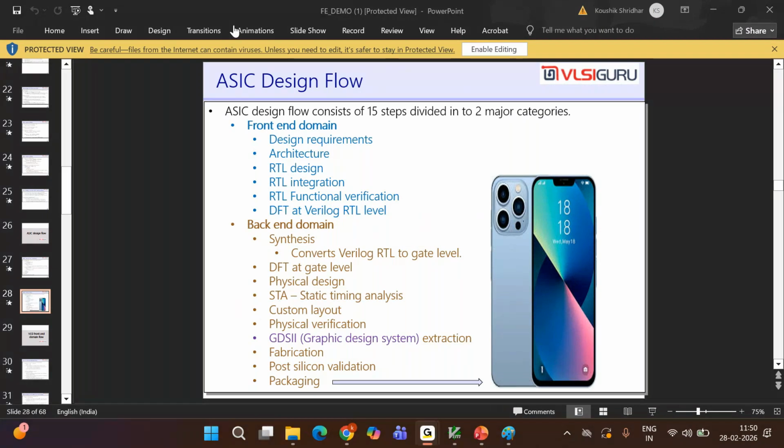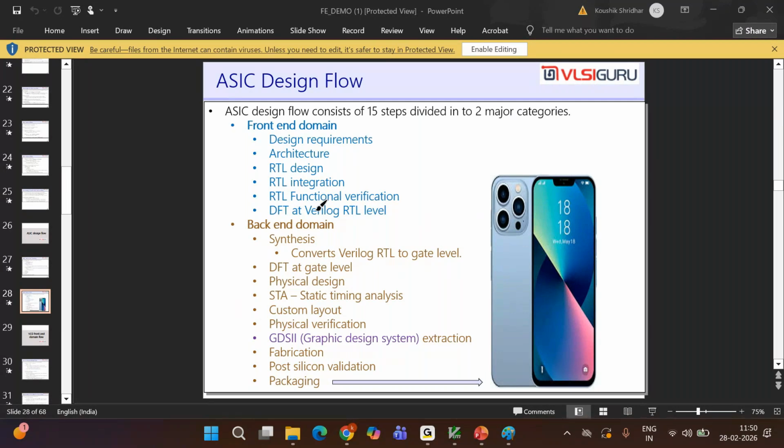Next, we do DFT at the Verilog RTL level. DFT is nothing but directed test cases, where test patterns, ATPG test patterns, are applied to the design to check its behavior. So the front end overall has how many steps? Design requirement, architect, RTL design, RTL integration, RTL functional verification, and DFT at the Verilog RTL level.